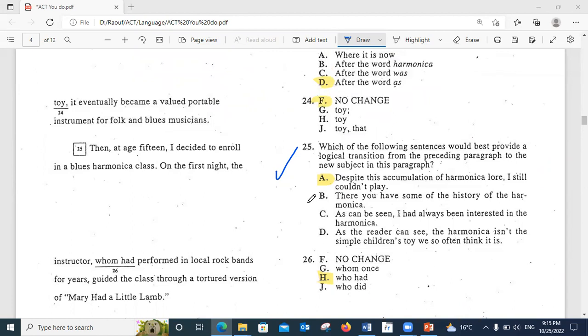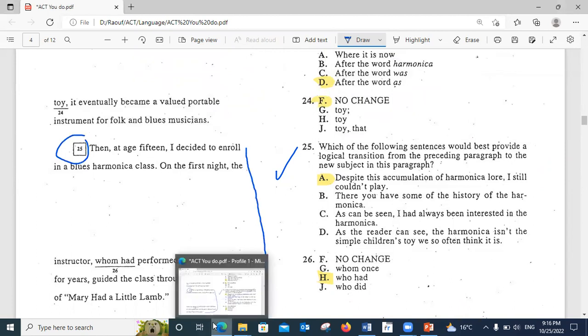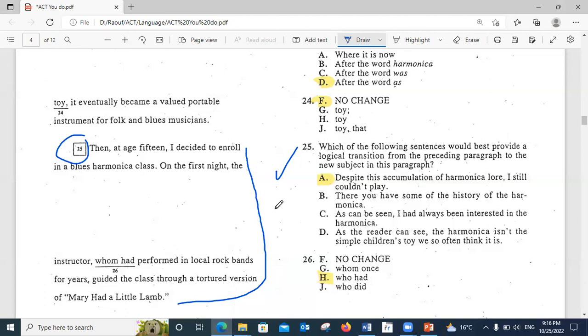Which of the following sentences would best provide a logical transition from the preceding paragraph to the new subject in this paragraph? Which means what? I need to add a sentence here in 25 that introduces the idea being discussed here. I need an introductory sentence. Of course, I cannot pick the sentence unless I first understand what the paragraph is about, so that I can judge which sentence introduces what's being discussed here. Let's check the paragraph together.